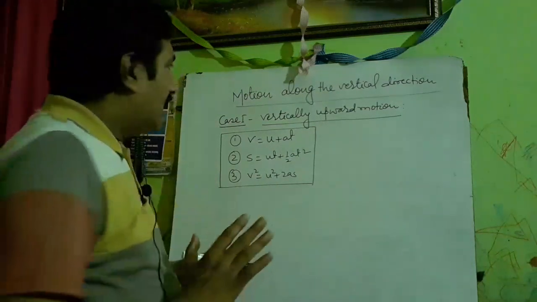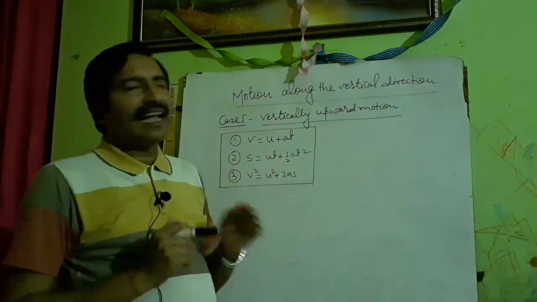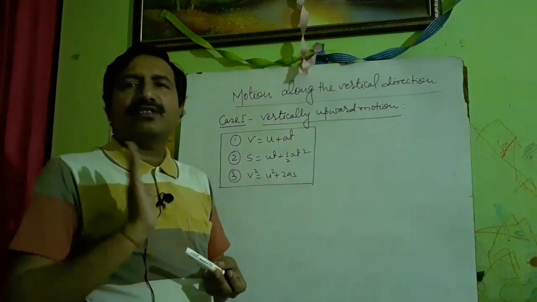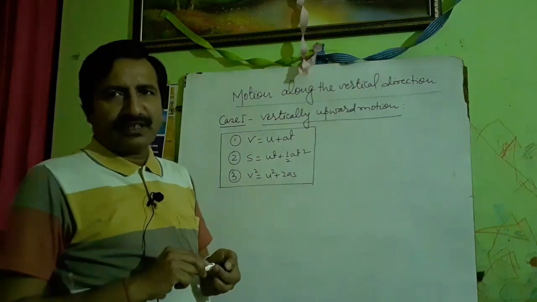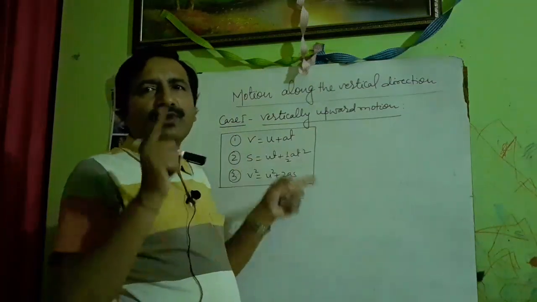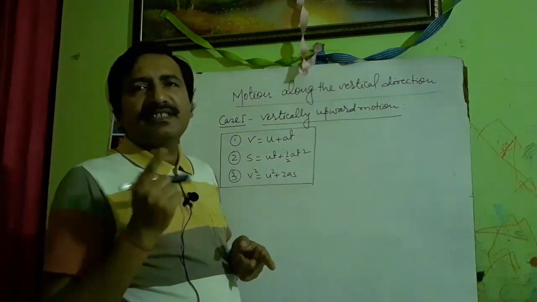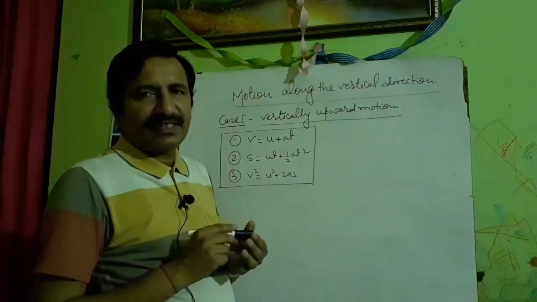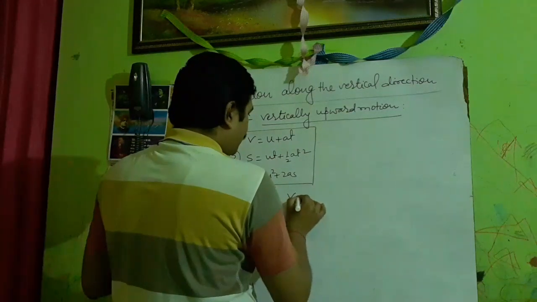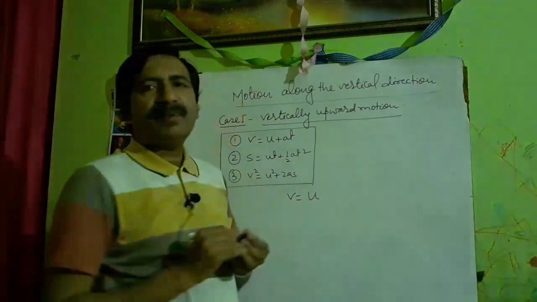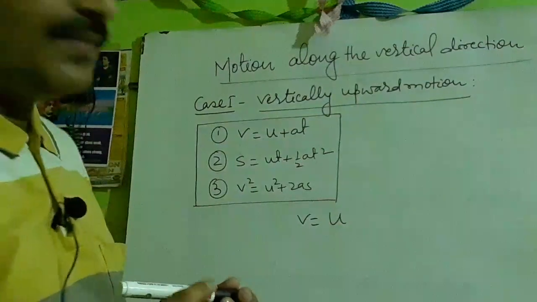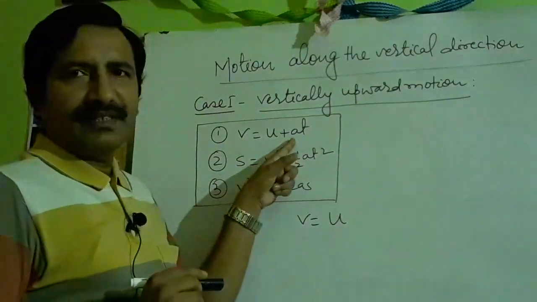Now, on the basis of these equations, you can write the equation for vertically upward motion, because vertically upward motion is also a straight line motion. Only the difference is that in place of a, you have to write g. A will be replaced by g. G is acceleration due to gravity. So first equation will be v is equal to u plus at. You see it here. U plus at. A is acceleration due to gravity.